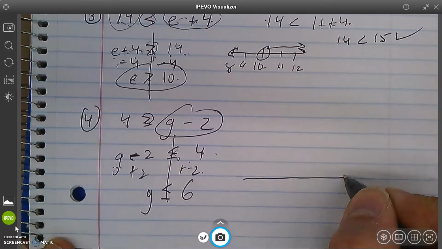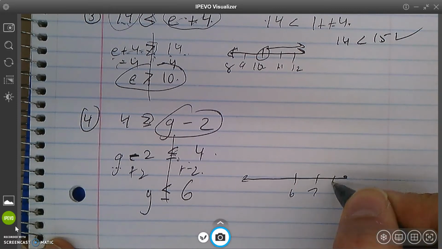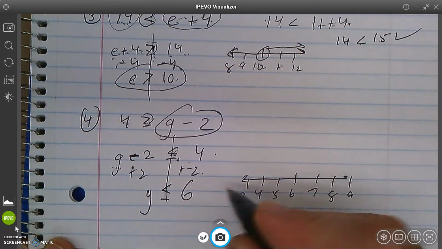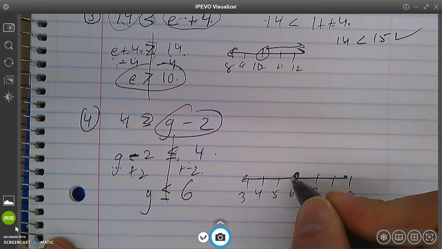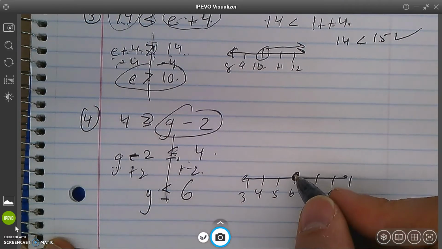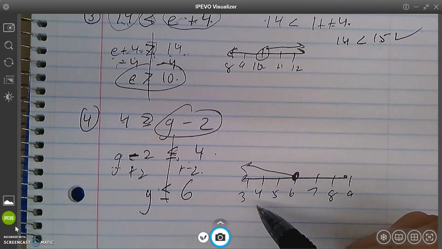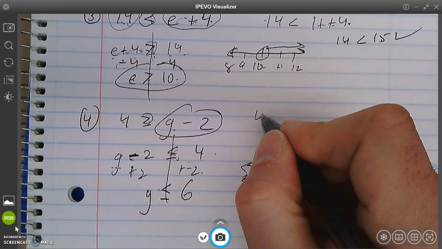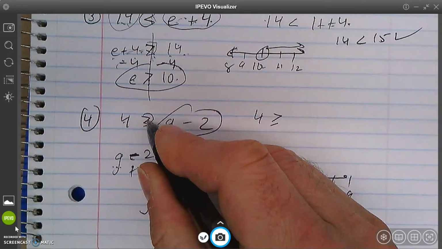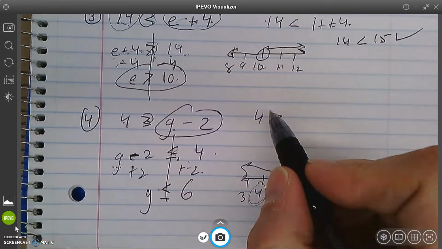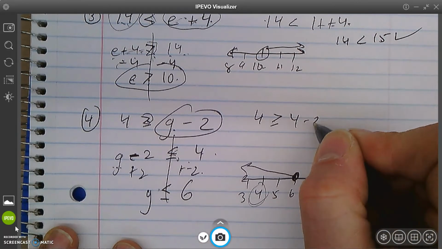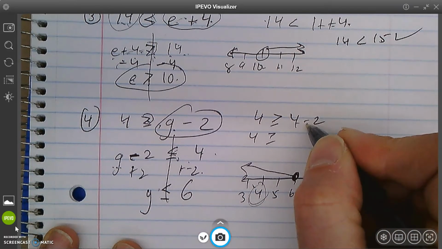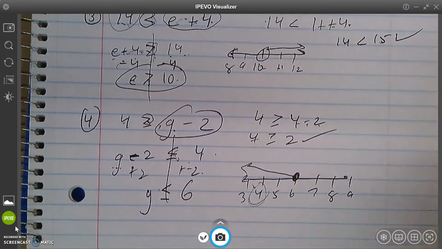All right, let's graph it. 6 in the middle, 7, 8, 9, 5, 4, 3. Or equal to, so I shade in the circle, and less than, the numbers less than are to the left. All right, let's pick a number, 4, whatever. 4 is greater than or equal to 4 minus 2. Is that true? 4 is greater than or equal to 4 minus 2, which is 2. Yep, that works. Good, got it.